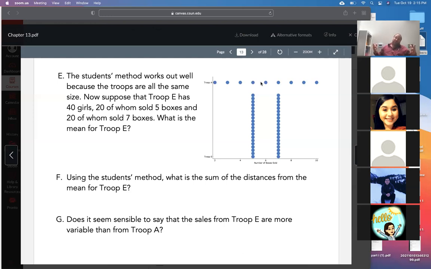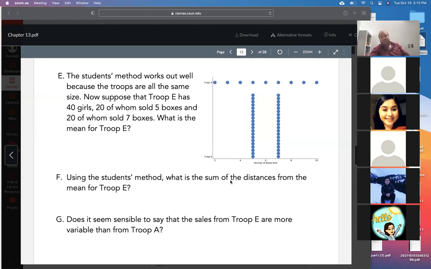So the issue is that when you have lots and lots of data points, each one contributes a little bit, but eventually it's going to add up to a bigger number. And that's why the MAD is so much bigger for E than it is for A. It's not because it has more variance. It's because you have so many data points, it's going to add up to a bigger number.